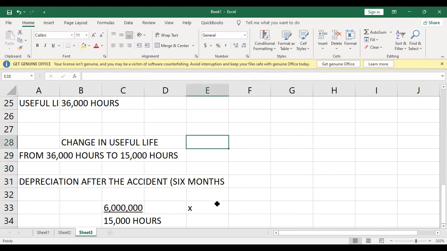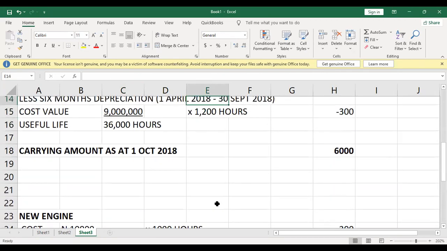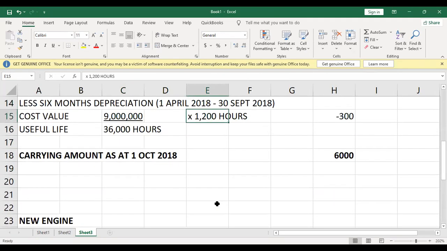Are we sure? We had already found that depreciation. If you look at it here, that one was before the accident. The accident took place in October 2018. Let me go back to the question.